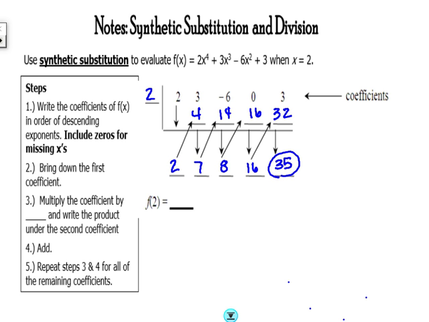Now this is our answer. So f of 2 is equal to 35. And if we were to substitute 2 into each one of the terms for x, we'd get the same answer. So it's just a different method for evaluating a function at a given x value.